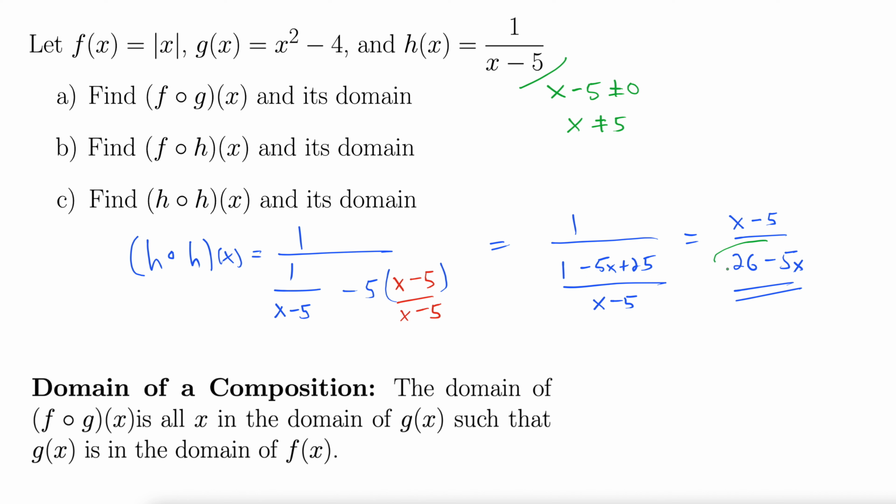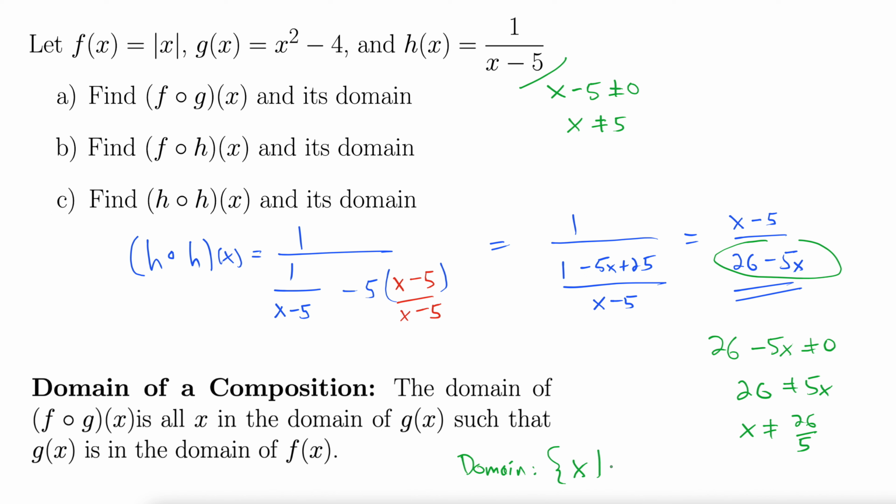Here we have a new denominator, so that also cannot be equal to 0. So 26 minus 5x does not equal 0. Thus, 26 is not equal to 5x, so x cannot be 26/5. So we have 2 points we need to remove from the domain. I'll just put the final domain down here, in set builder notation: x such that x does not equal 5 or 26/5.